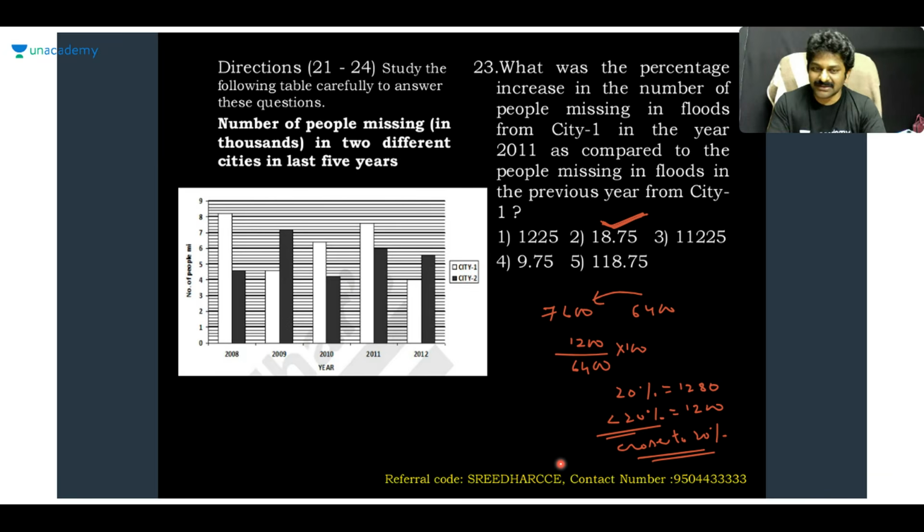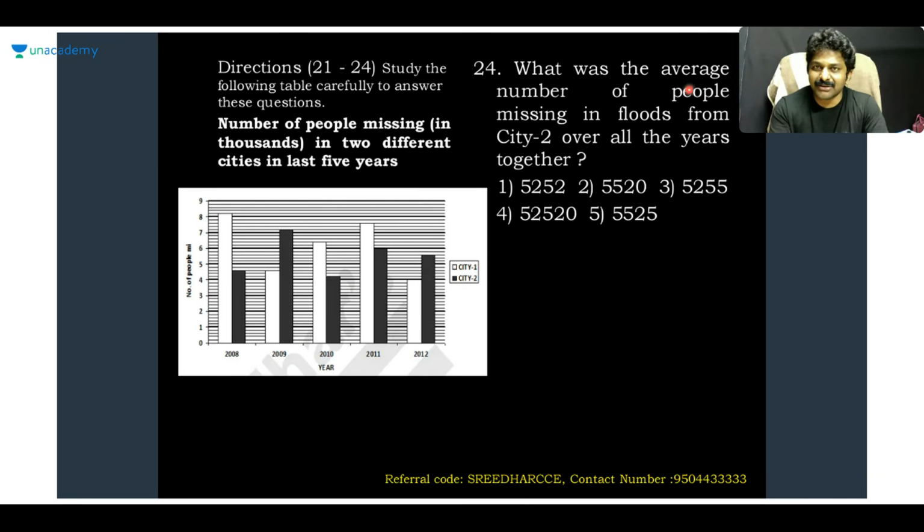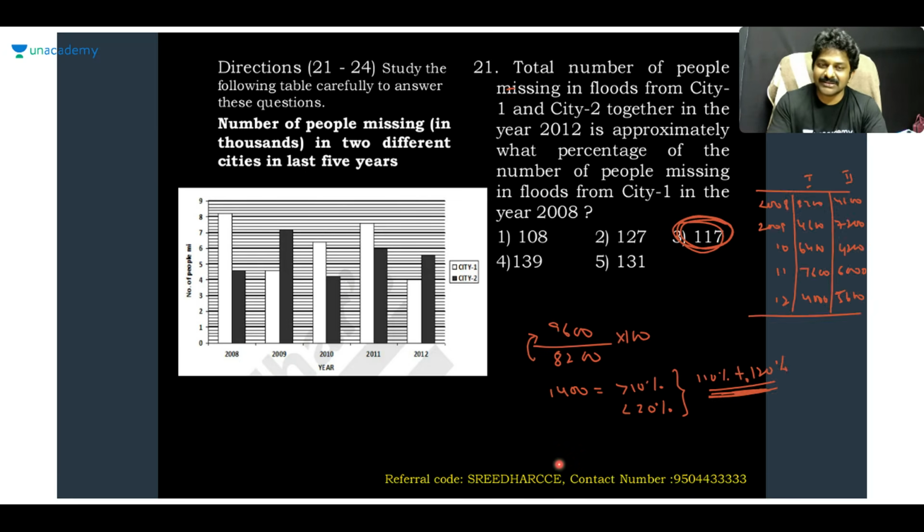What was the average number of people missing in floods from city 2 over all the years? City 2 average. Sum of all these numbers. Come on, I'll show you. 4,000, 7,000, 4,000. 4 plus 4, 8. 8 plus 7, 15. So far 15,000. 5,000, 6,000, 11,000. 15,000 plus 11,000.